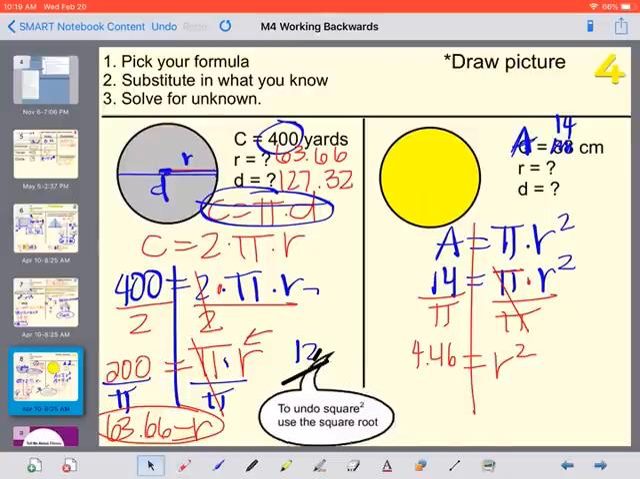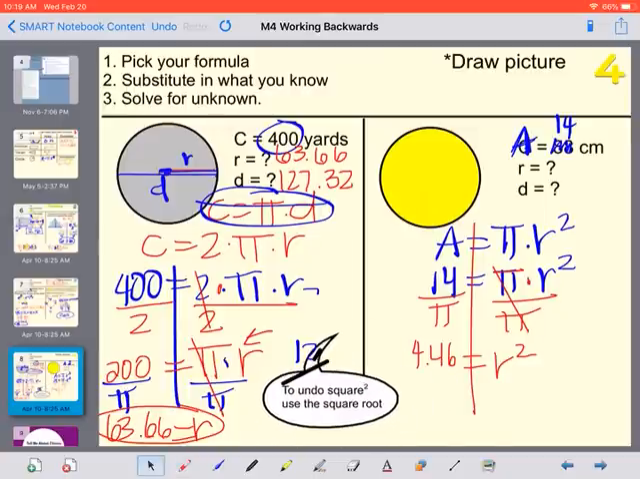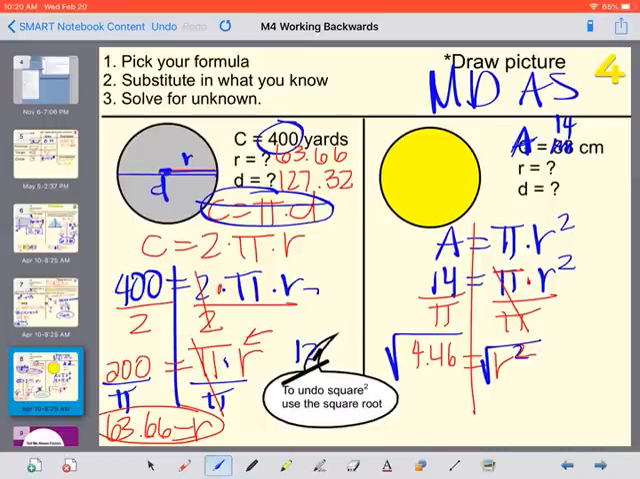And then our last step, you guys, it says to undo the square, the little 2, use the square root. So just like the opposite of multiplying is dividing, the opposite of adding is subtracting, the opposite of a square is the square root symbol. We've used it a long time ago. A square root and a square are actually opposites of each other. They eliminate. If you don't believe me, you can type into your calculator second square root of any number. Let's pick 10. And then put it to the power of 2. And you would still get that same number, okay? So they do eliminate. And on the other side, we just need to take the square root of 4.46.